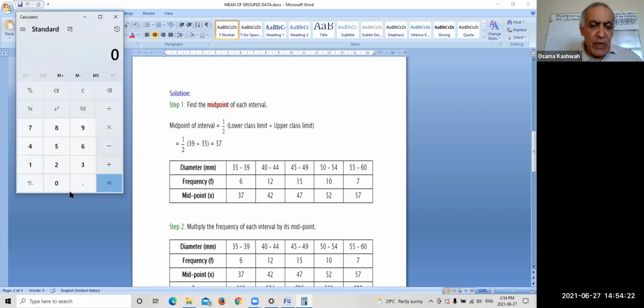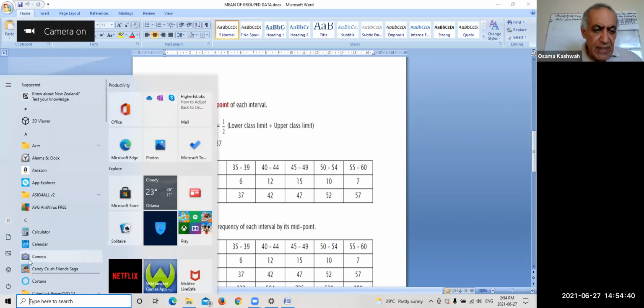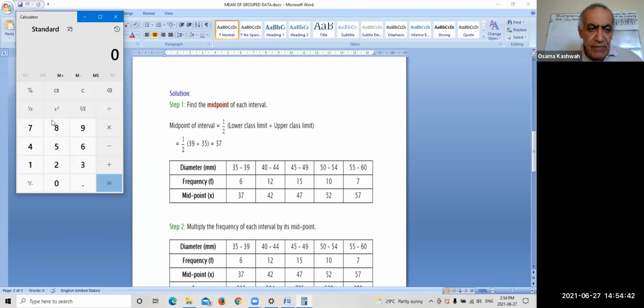So our first one is 35 plus 39 divided by 2. That will equal 37. Here we go, the 37. Second one, same thing: 40 plus 44.